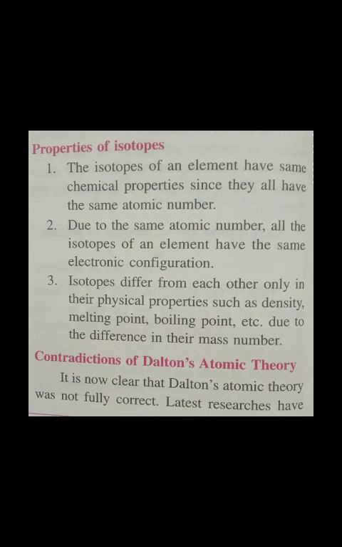Now the properties of isotopes. The isotopes of an element have the same chemical properties. Their chemical properties do not change because their atomic number is the same. Due to the same atomic number, all the isotopes of an element have the same electronic configuration. Isotopes differ from each other only in their physical properties such as density, melting point, boiling point, etc., due to the difference in their mass number. Right? Density, melting point, and boiling point will change.